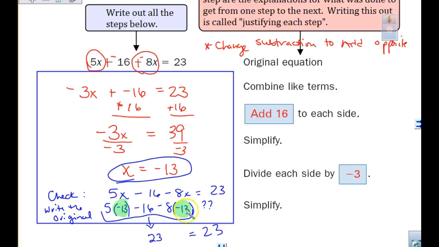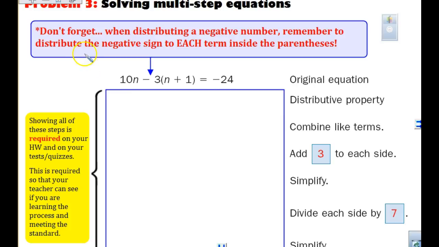It says, don't forget when distributing, that next problem down, a negative number, remember, distributing a negative to each term inside. So the first thing we're going to do before we start using our distributive property, we're going to change subtraction. So please change all subtraction to add the opposite. And what I have found is, even with my students in algebra, that if they do this, they are making fewer mistakes. Someone said, do I have to do this? No. But when you get it wrong or you're not sure about it, it helps.